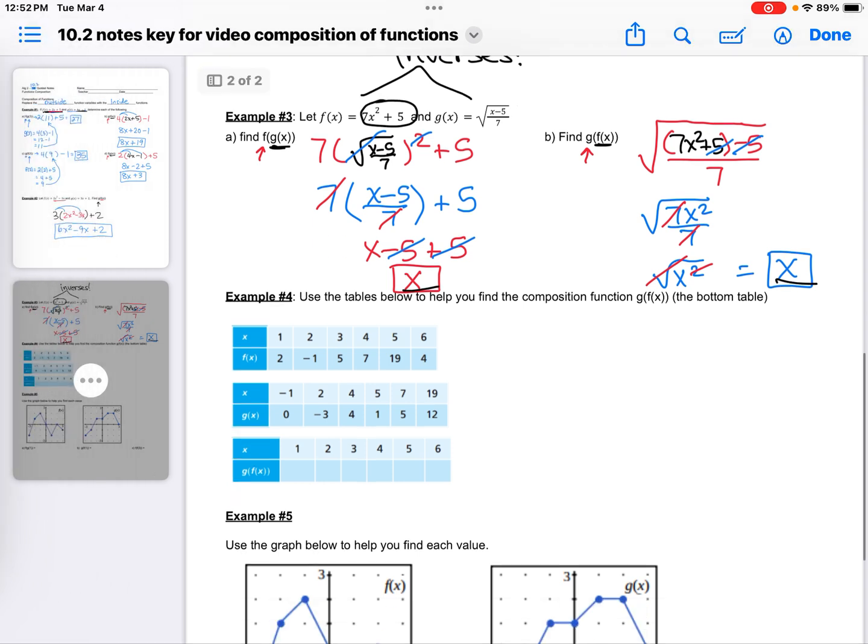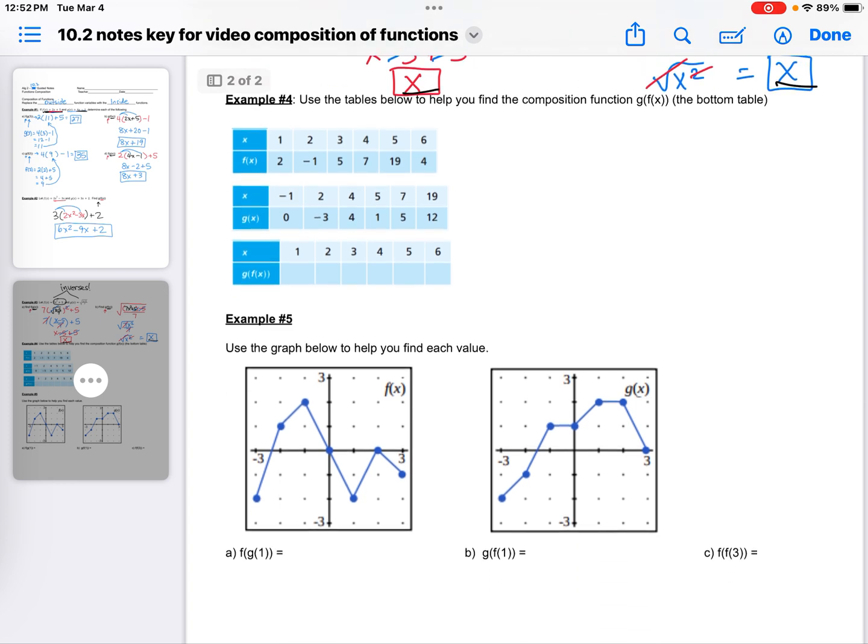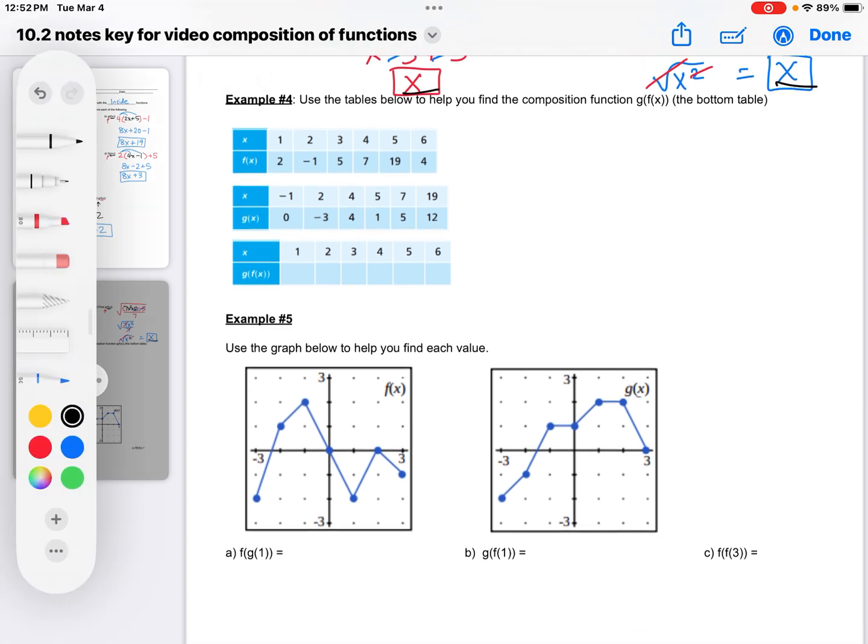All right, so now that we've done that, let's try doing these with tables of values, okay? So when I look at this table here, I notice that the top table is my f of x function, my middle table is my g of x function, and we're asked to find g of f of x, okay? All right, so the way we do this is we start with our inside function. All right, so my inside function here is f of x.